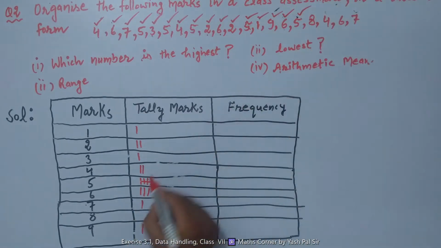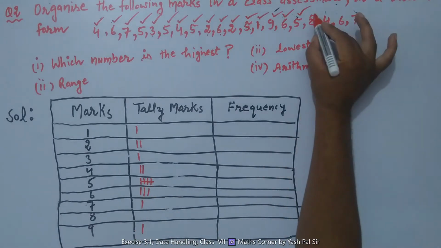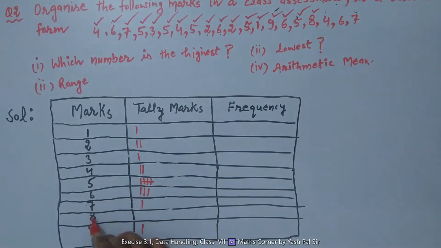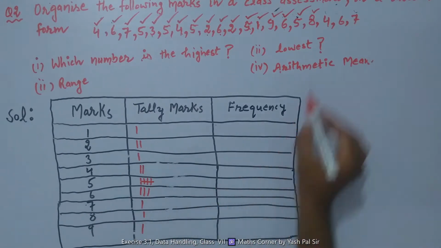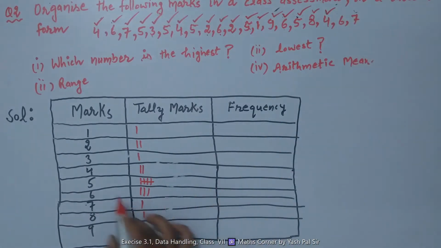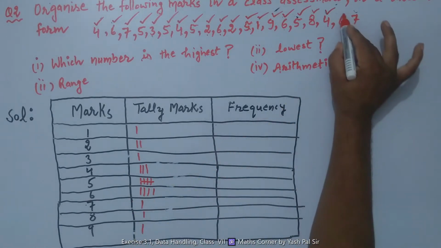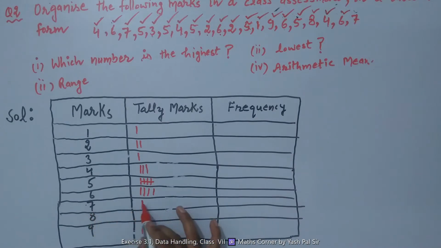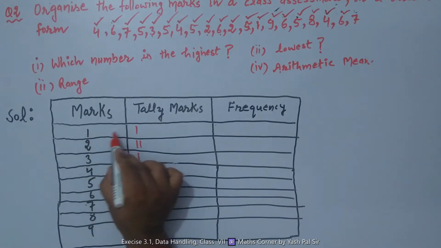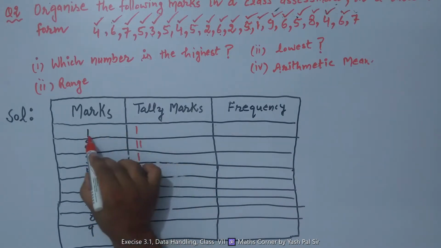So we have written 5 also. Next comes 8, where is 8? This is 8. Next comes 4, where is 4? This is 4. Where is 6? 6 is here. Where is 7? 7 is here. So how many students obtained 1 mark?